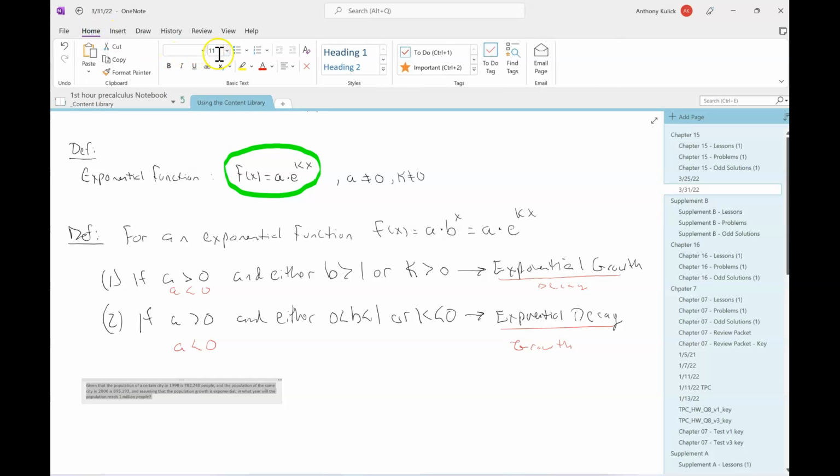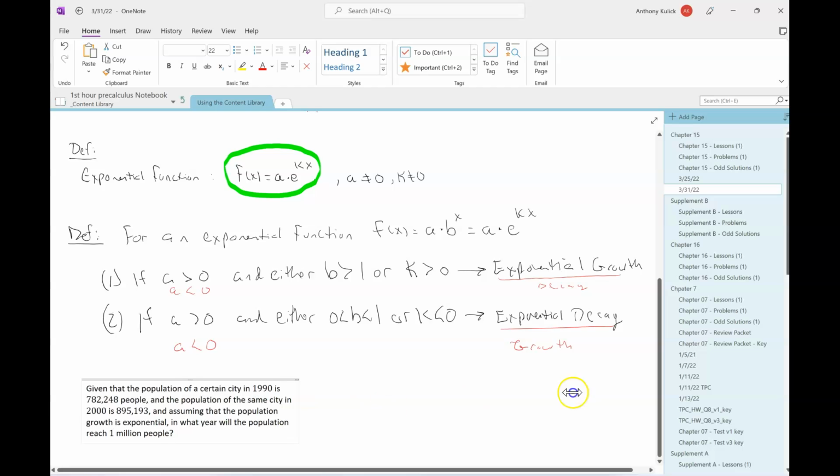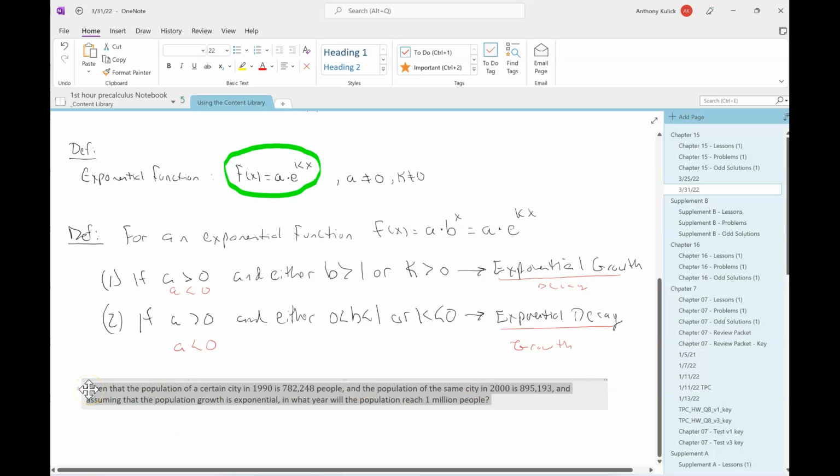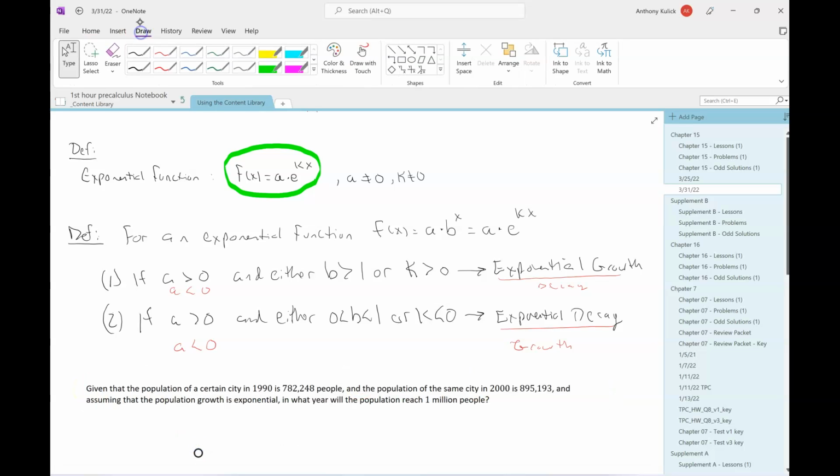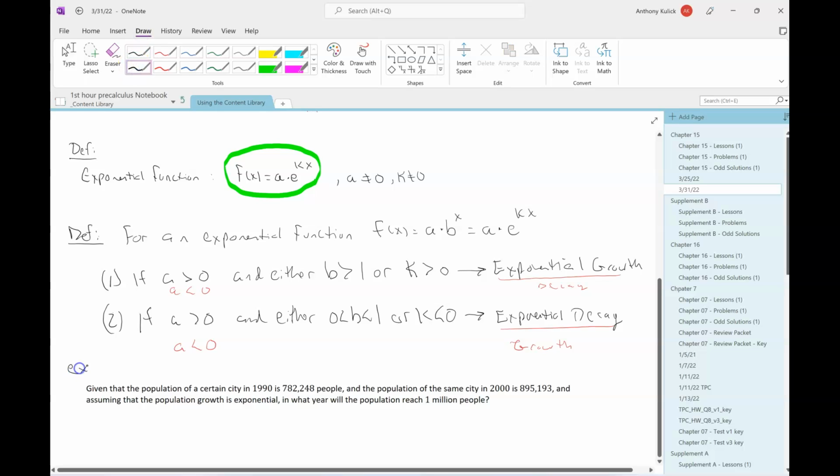Make that a bit bigger, huh? Sure. All right.